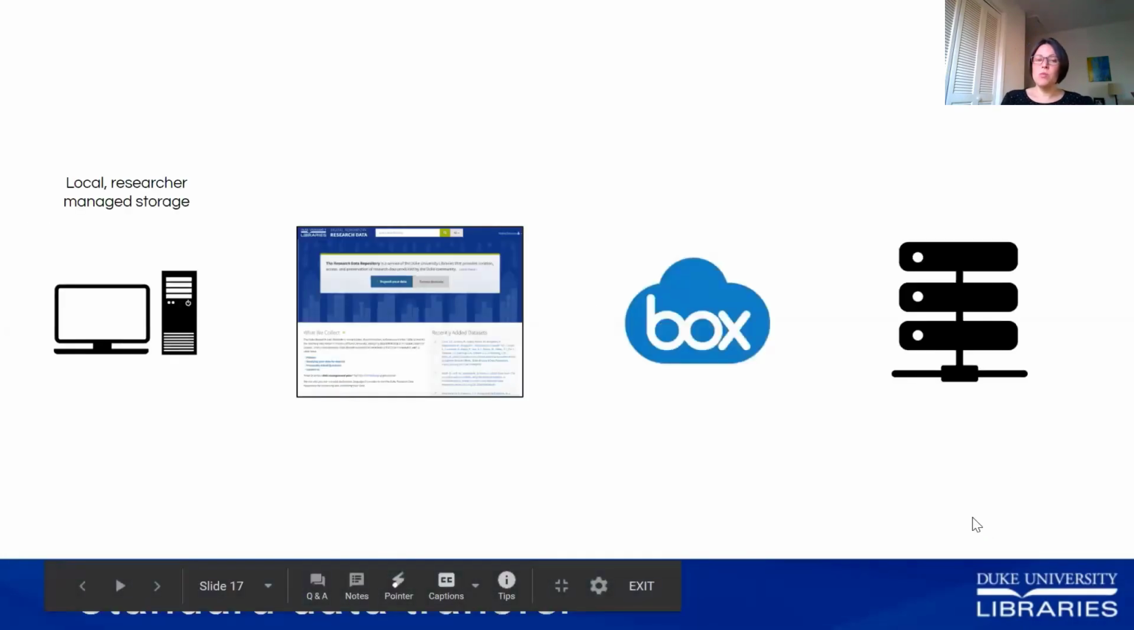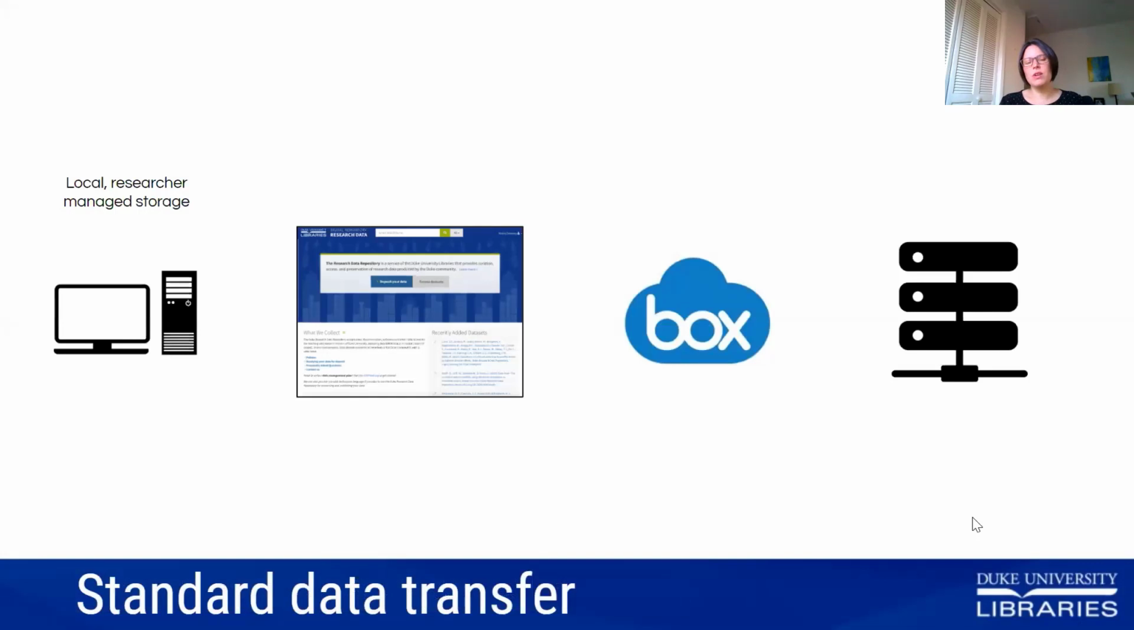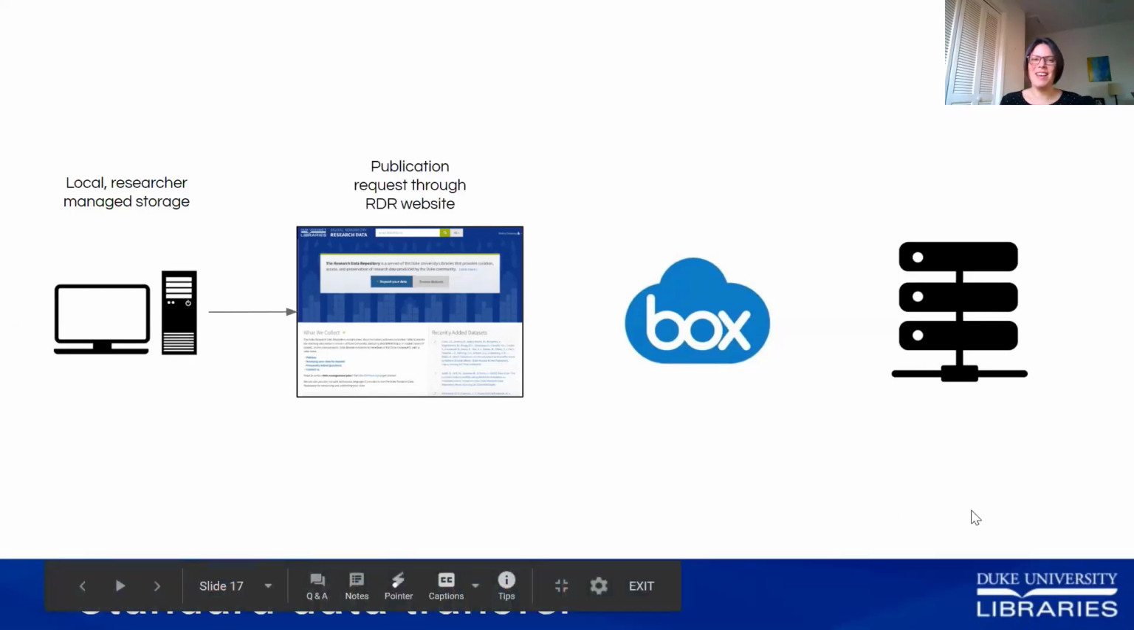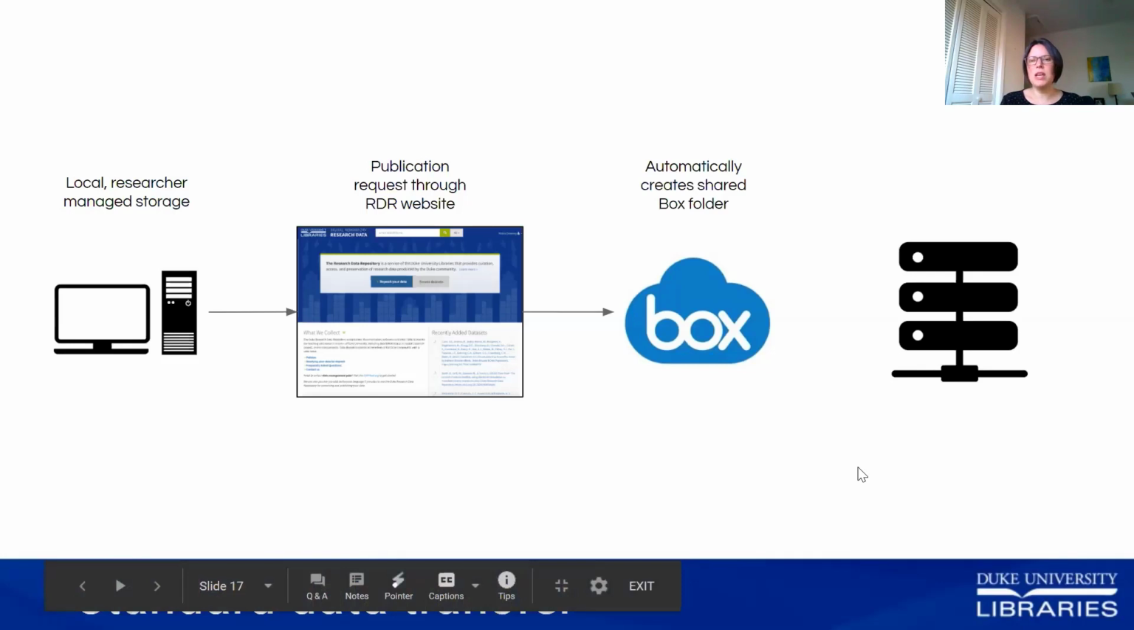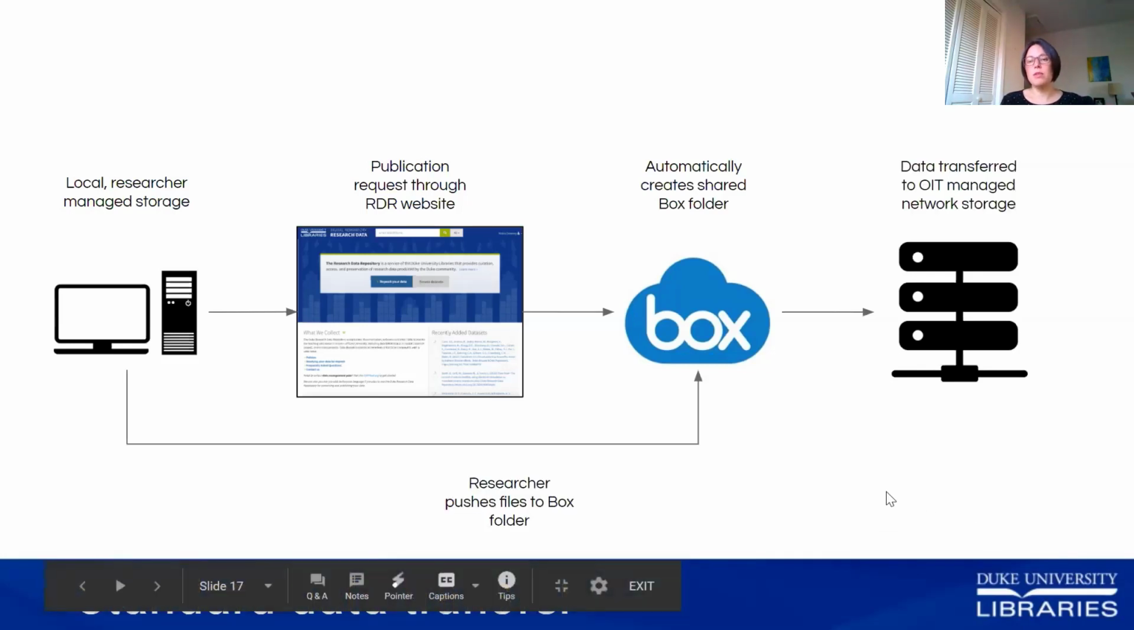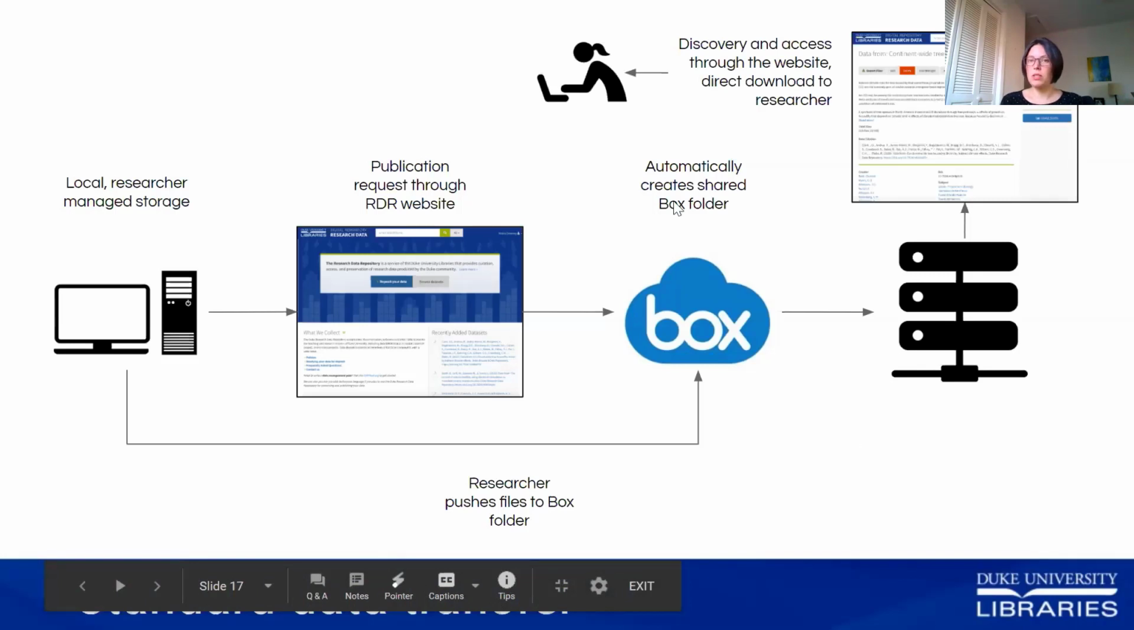So if your data are in scope, what does the transfer and submission process look like? From a high level, you'd have your data on your local laptop or in the cloud, or wherever you're already backing it up. Then you would go to the RDR website, submit a request, and fill out some metadata. After that's completed, we create a Box folder where you would upload your files. After everything looks good, we transfer the data to that OIT managed network storage, as Maura mentioned, and that's how people will discover and access the data through the website.